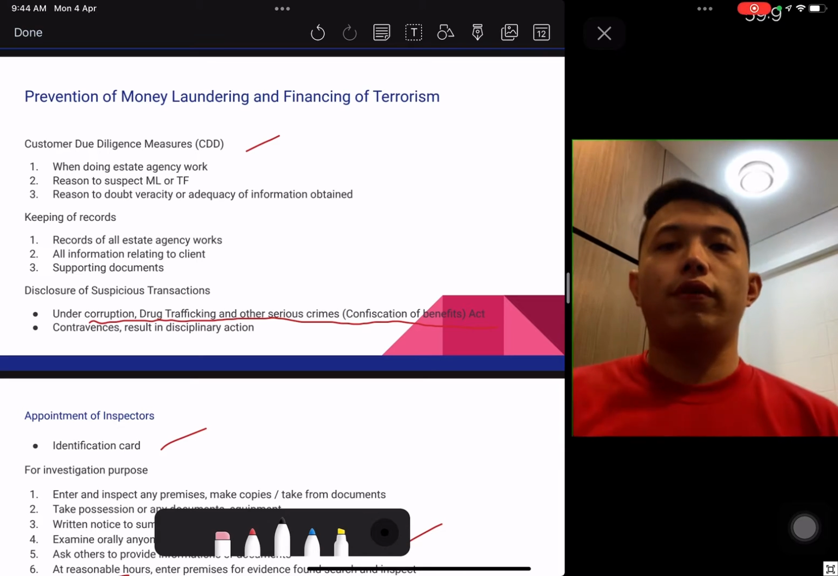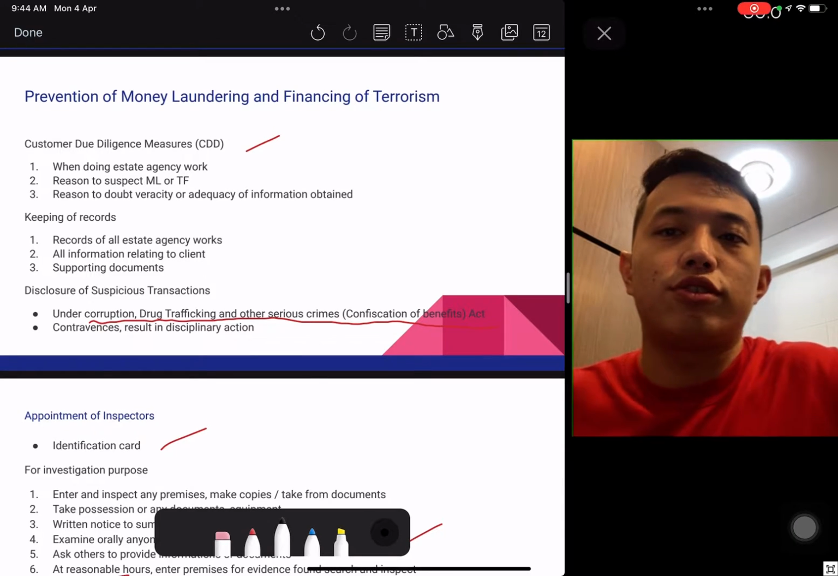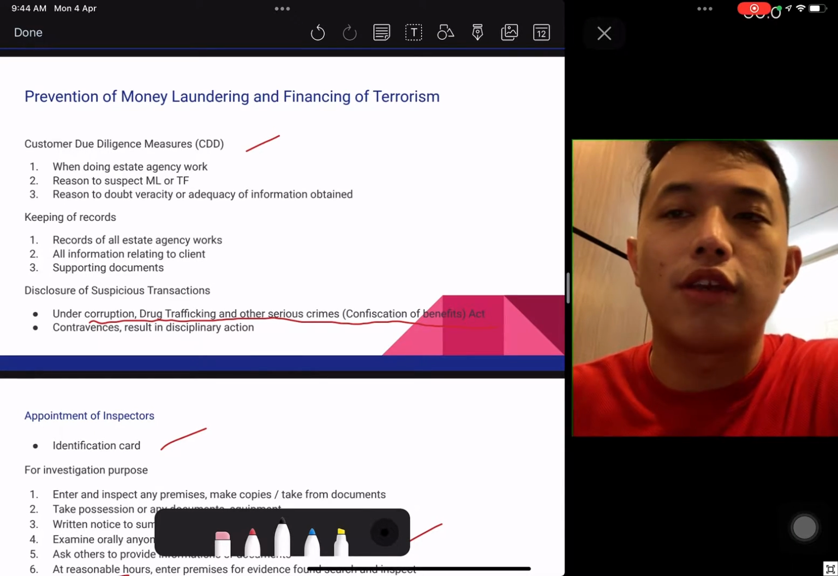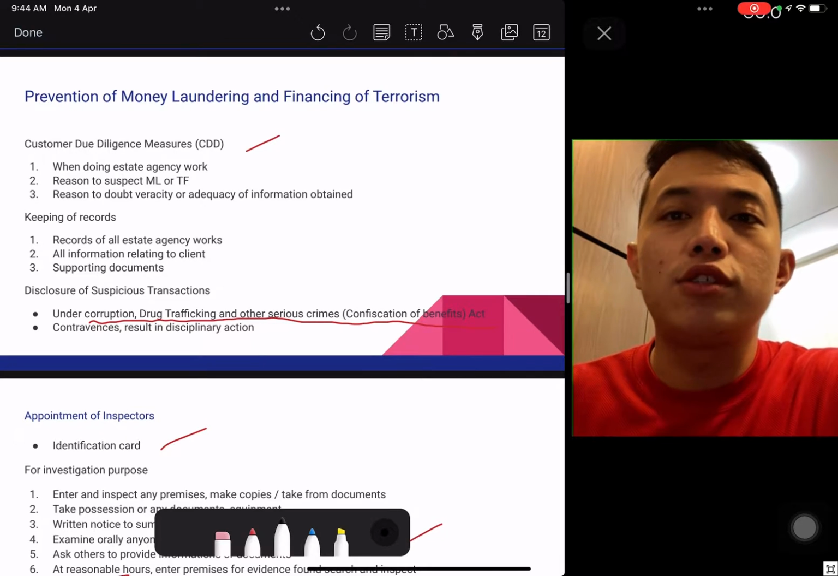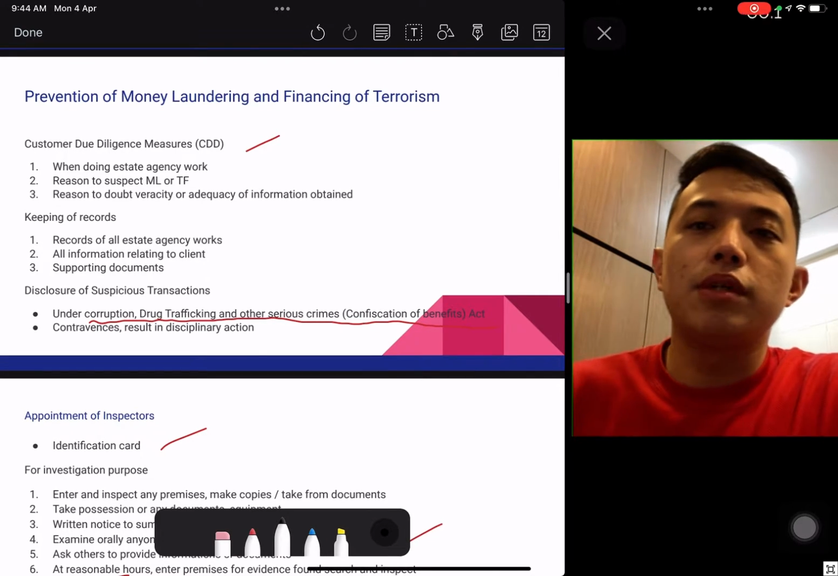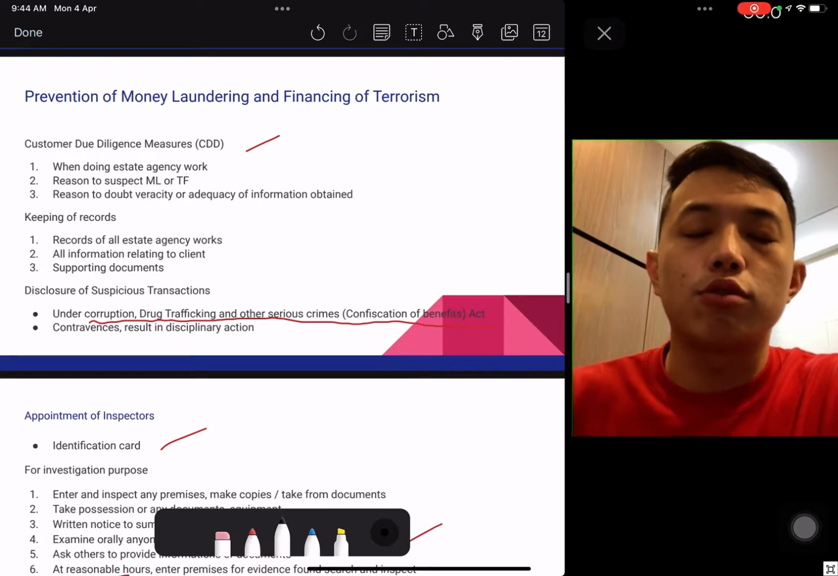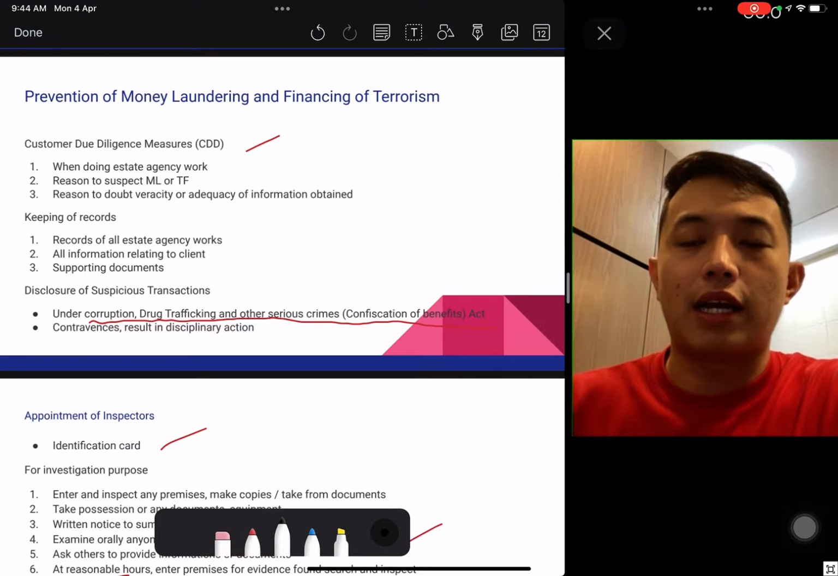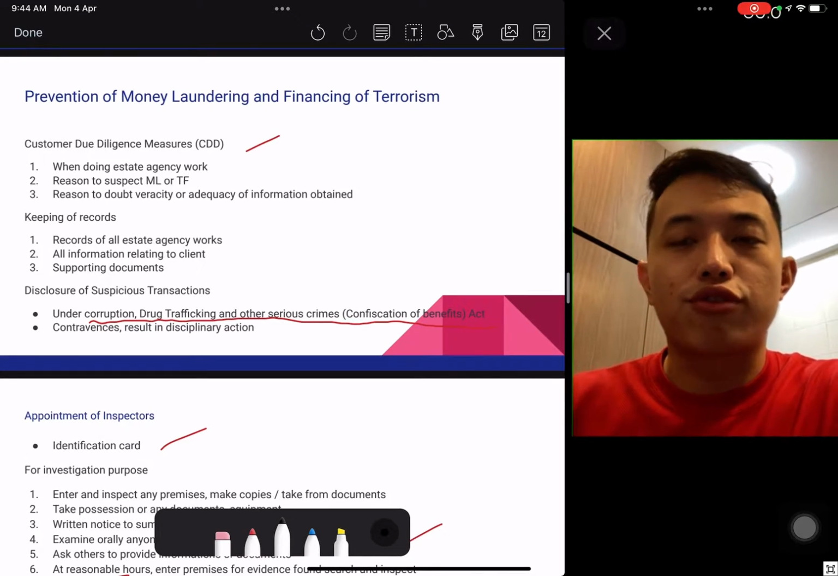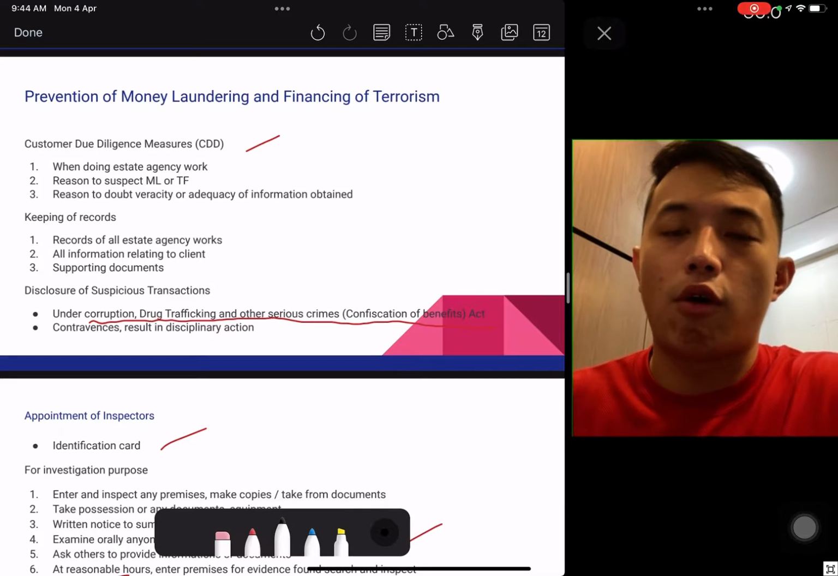So during your work of agent agency, if you suspect any money laundering, terrorism financing, or any doubts on the information or data they're given, please do your CDD. CDD, customer due diligence measures, should be done also in the company. So make sure that the client is actually a real, true client, not a scam or whatever.